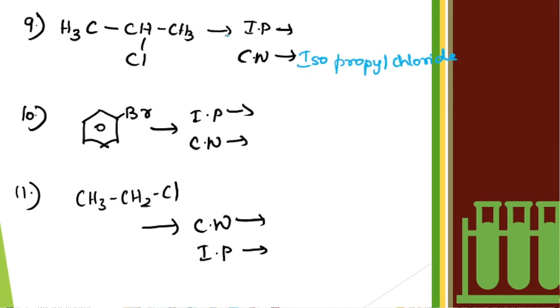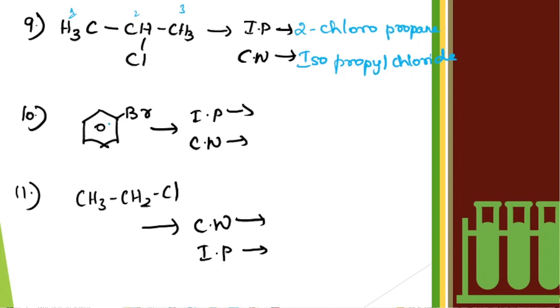What will be the IUPAC name here? The IUPAC name: 1, 2, 3 carbons are there. So it is propane, and to the second carbon what is attached? To the second carbon chlorine is attached. So 2-chloropropane.